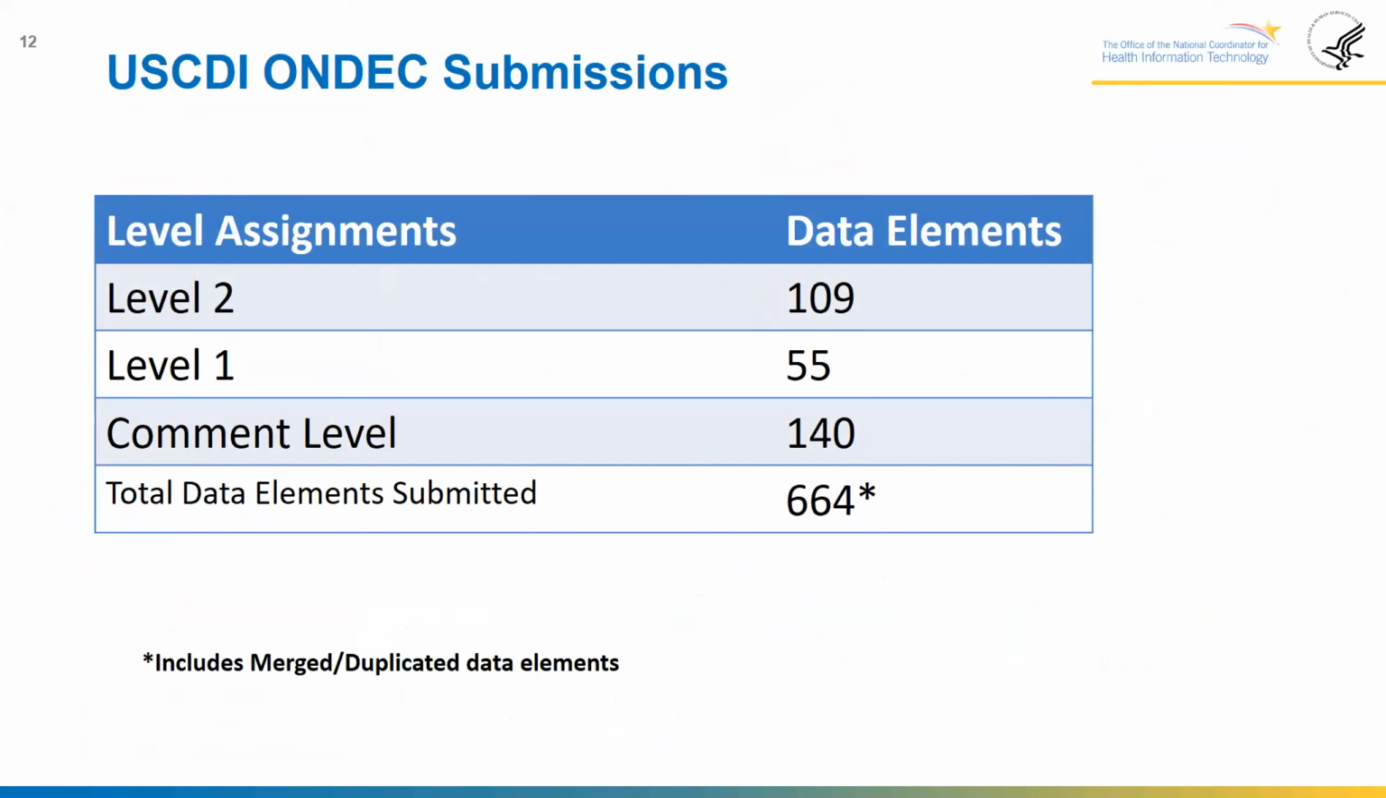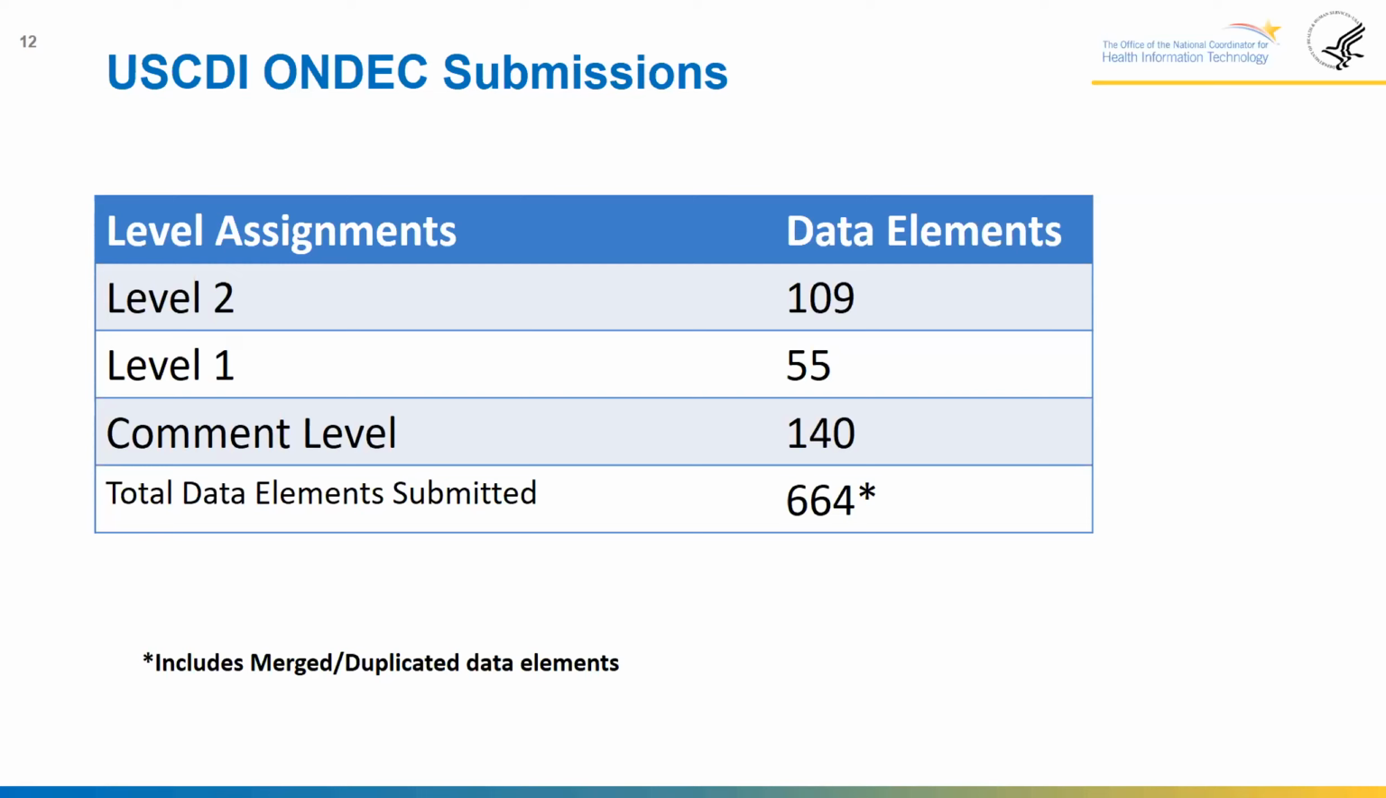In total, ONC received over 660 individual submissions for data elements during the 5 months that the ONDEC was open. ONC evaluated each of these submissions based on the criteria that we discussed earlier. We determined that almost half of them were either duplicates or subsets of other submissions. One example of a duplicate submission was APGAR score.